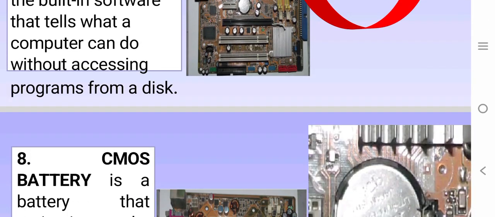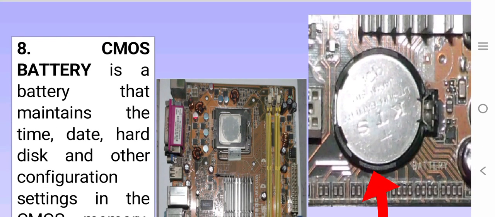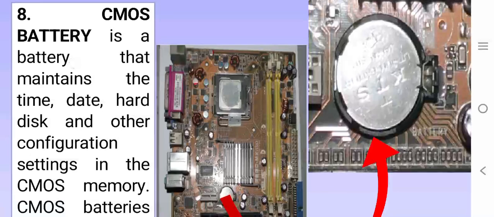Now the next one is the CMOS battery. The CMOS battery helps the system remember the date, time and BIOS settings when the power is off. It is a small round silver coin battery attached to the motherboard. The diagram shows the coin-shaped battery clearly on one side of the board.